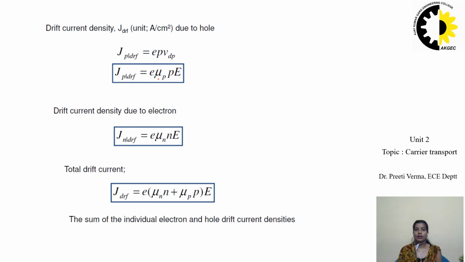So for the total drift current density, we have two types of charge carriers, p type and n type. This is the drift current density due to the holes, and this is the drift current density due to electrons. So the total drift current density will be the sum of the drift current densities of holes and electrons. We get the final expression as J drift is equal to e times mu n n plus mu p p, multiplied by E. So the sum of the individual electron and hole drift current densities gives this J drift value.